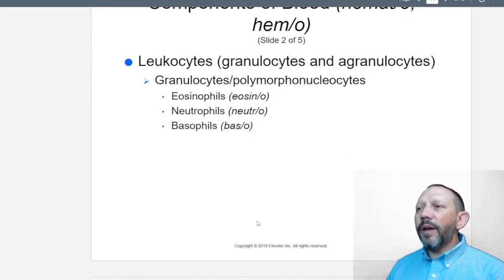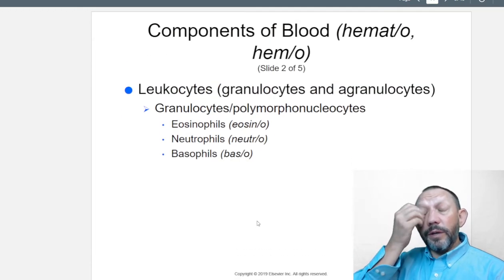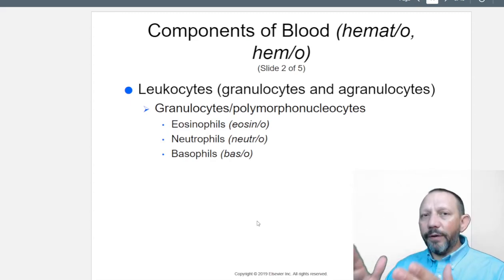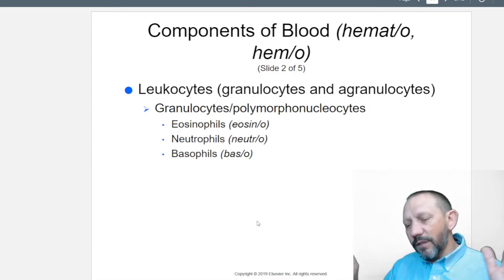Components of blood. Okay, we have also in there this continuing leukocytes, which are white blood cells. So we have different kinds when we look at them under the microscope. That's the only place you're going to see them this way.